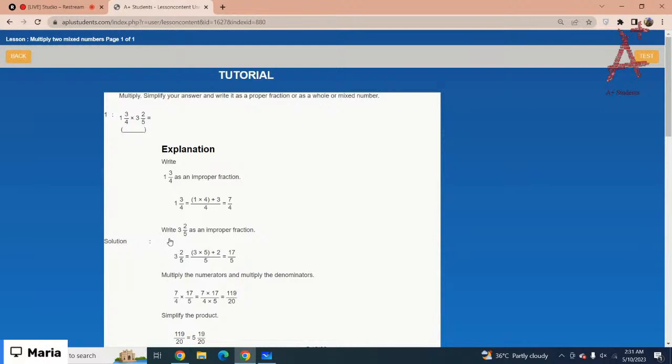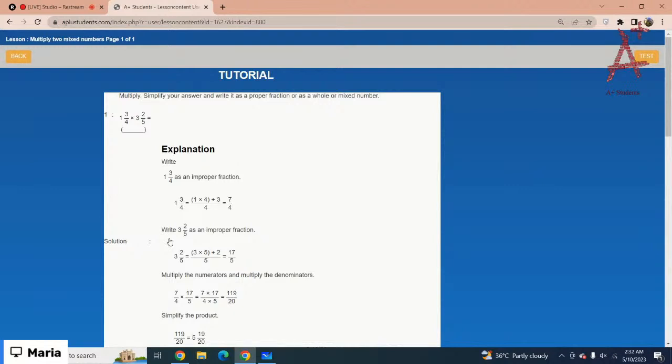Now you have to multiply both the fractions. They are 7 by 4 and 17 over 5. So you just have to do numerator times numerator. You need to do 17 times 7 and 5 times 4. So 17 times 7 is 119 and 5 times 4 is 20. You can divide 119 by 20. 20 times 5 is 100. So it would be 5 whole 19 over 20. The correct option is 5 whole 19 over 20.